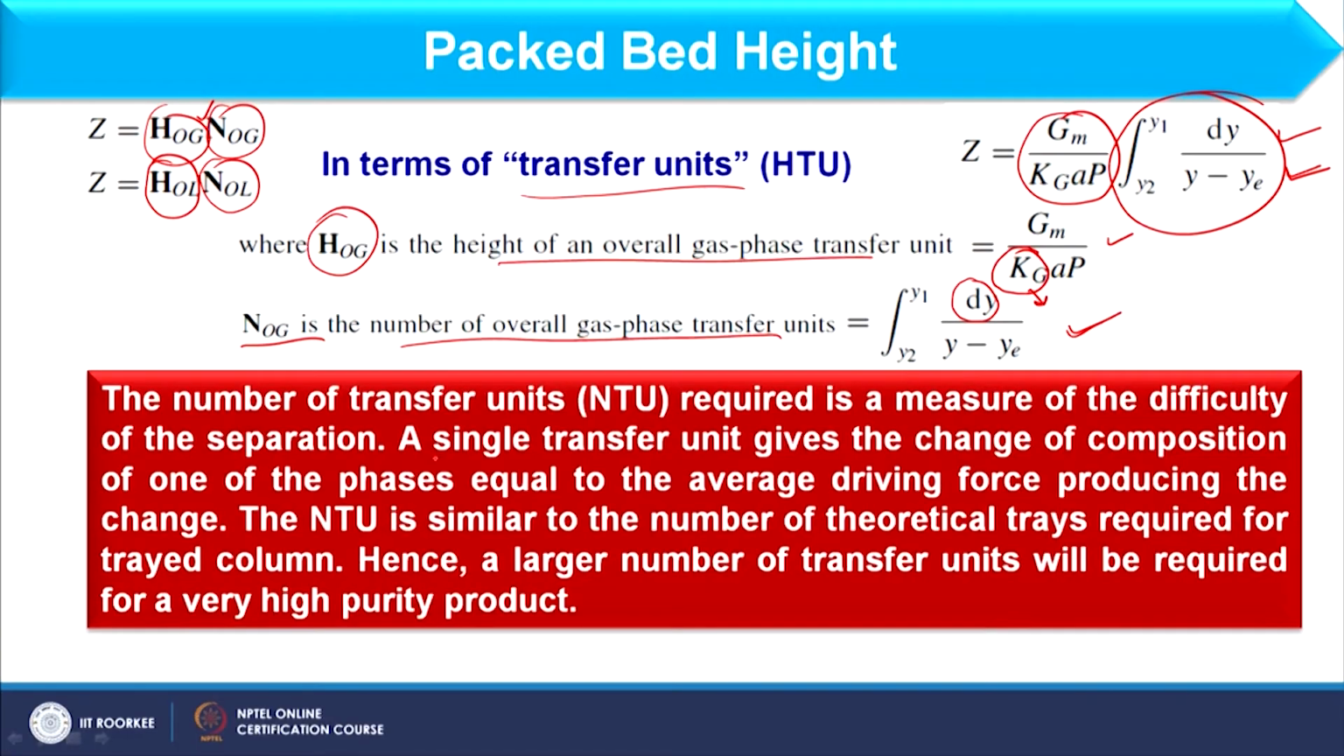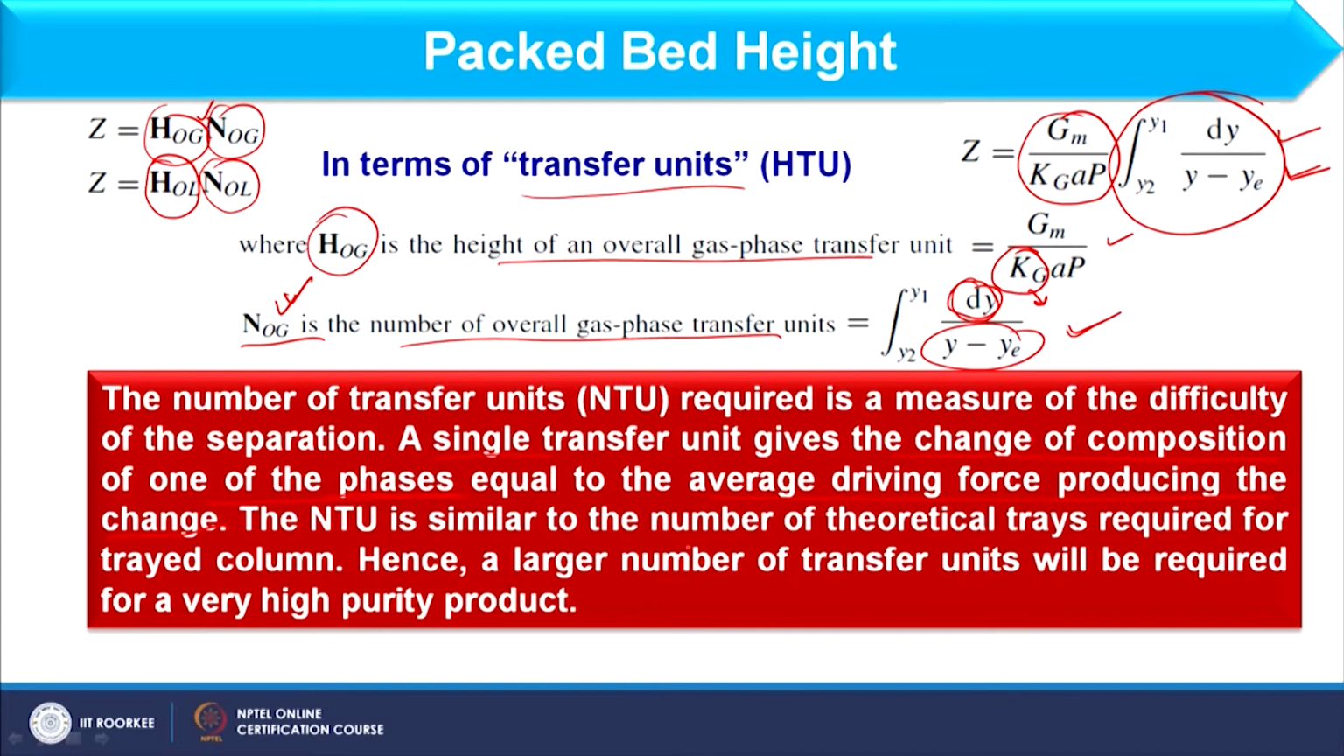Okay. So, here a single transfer unit shows the change of composition of one of the phases equal to the average driving force producing the change. Right. So, you can consider that this NOG basically gives the change in composition. Okay. So, here I am having the change in composition like this, where the average driving force is produced. So, this dy is nothing but the driving force. So, when we consider this, it should be equal to one if I am having a single NOG value, right.